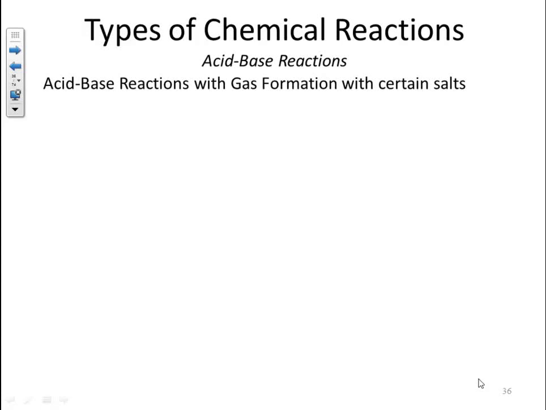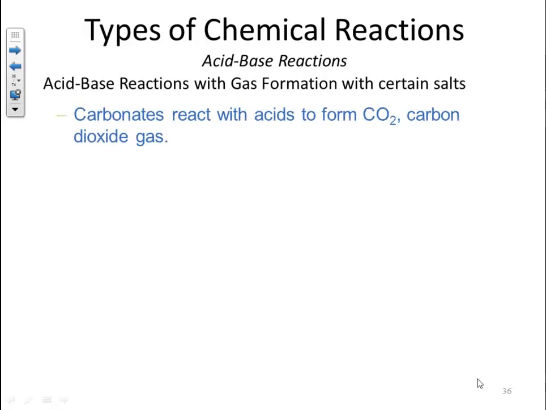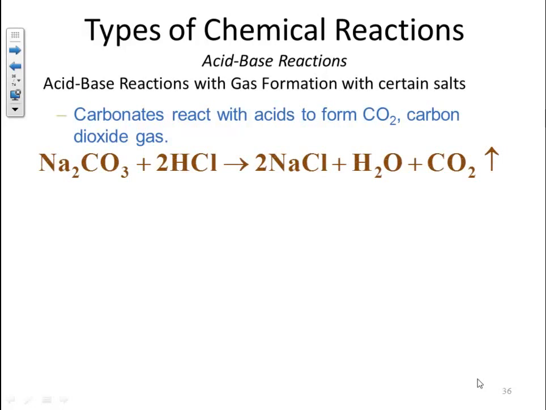Acid-base reaction with gas formation occurs with certain salts, mostly your carbonates, your sulfites, and your sulfides. Carbonates react with acids to form carbon dioxide. Example: sodium carbonate plus HCl, a strong acid, forms sodium chloride, water, and CO2.